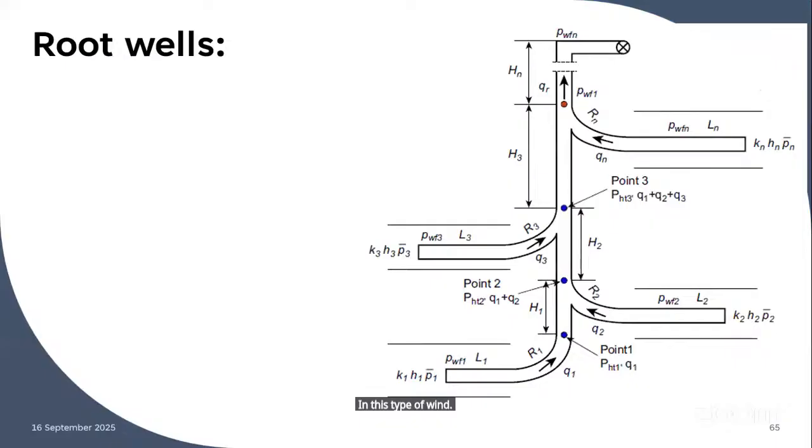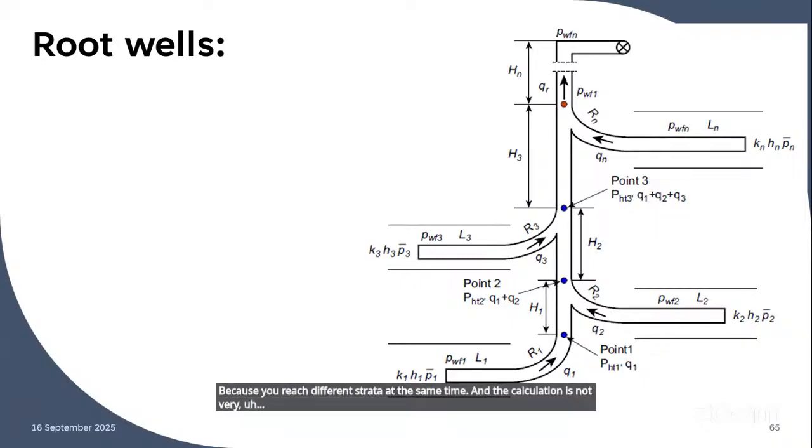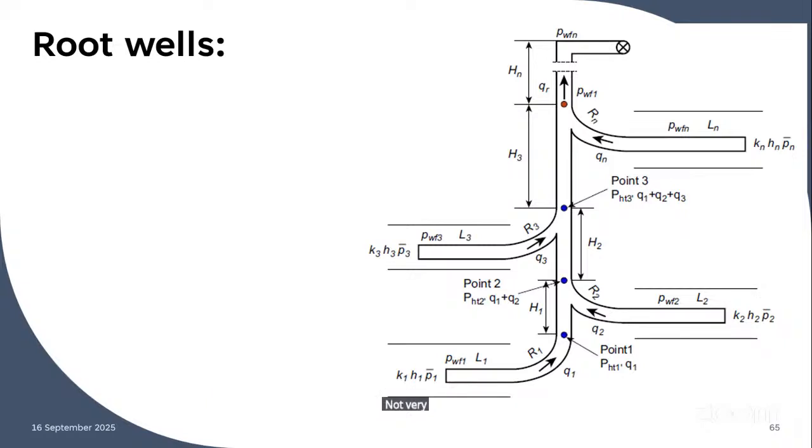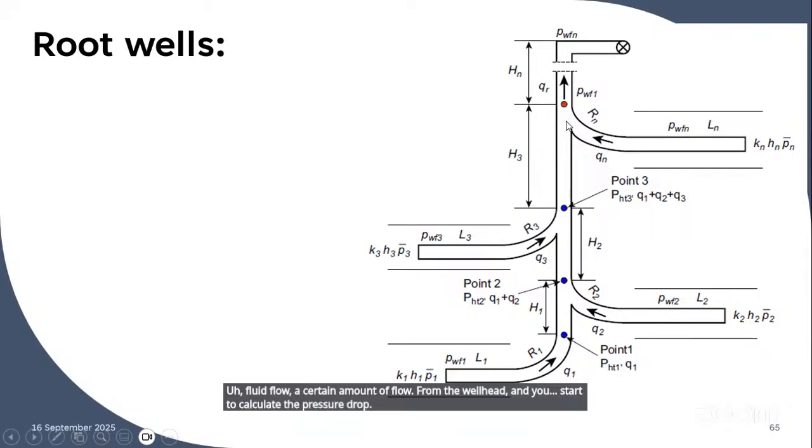Root wells are a little bit more complicated than the other one, and not that common, because you reach different strata at the same time, and the calculation is not very easy because it depends on trial and error. You start by assuming a certain amount of flow from the wellhead, and you calculate the pressure drop until the first lateral.